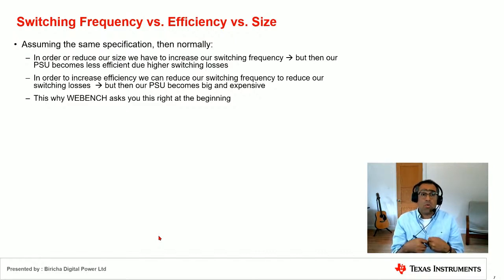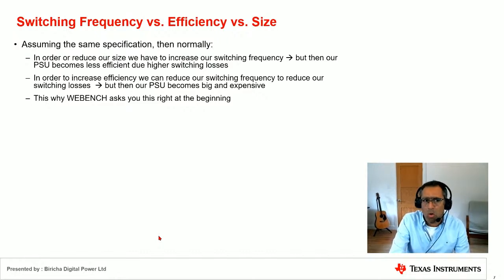Now, in order to increase the efficiency, you can reduce the switching frequency. But of course, if you reduce the switching frequency, in particular, your passive components become big and expensive and the footprint of the power supply becomes big. And as you can see, there's a compromise to be made here. And that is why WEBENCH asks you this question right at the beginning. What is important for your application? Is it size? Is it cost?